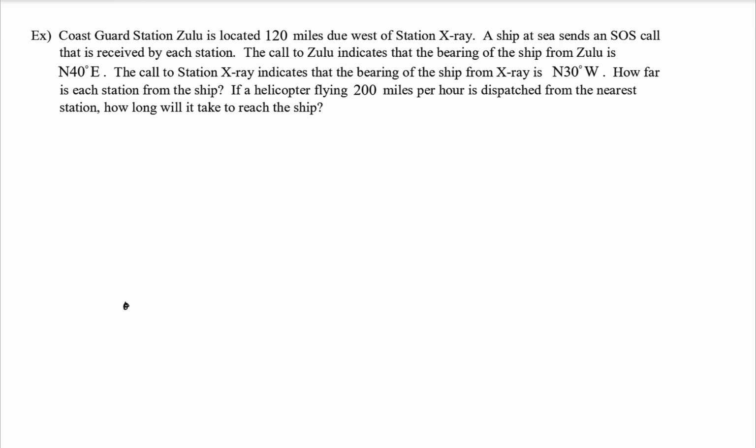So we've got a station Zulu, and it says that when it receives the SOS call, they figure out a bearing to the ship is north 40 degrees east. So here's north, here's east, north 40 degrees east. So we've got to go 40. And the ship is going to be somewhere along this line. Okay. That's north 40 degrees to the east.